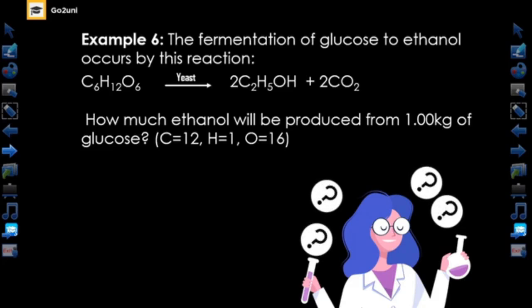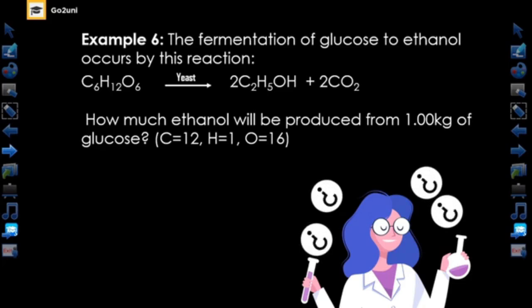So the question simply says again, the fermentation of glucose, that is to say, glucose, which is C6H12O6, will go to ethanol by the reaction, as we can see on the board. And the question simply says, how much ethanol are we going to get from 1 kg of glucose? It is worthy to note that for this type of reaction, we don't solve in kilograms, but we have to take it to grams. So that is the first thing you need to understand.